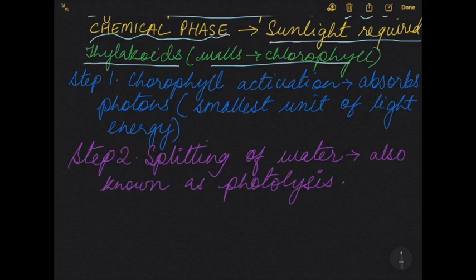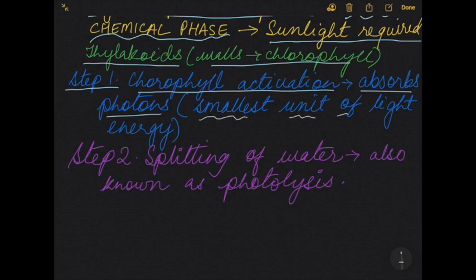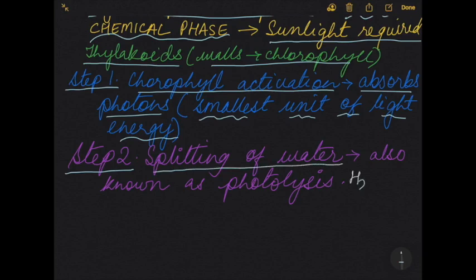What happens in the photochemical phase? In the first step, chlorophyll activation takes place. How does chlorophyll get activated? It absorbs photons. Now what do you mean by photons? It is the smallest unit of light energy. In the second step of the photochemical phase, water gets split up. Now you know water is made up of hydrogen and oxygen, so it splits up into hydrogen and oxygen. How does it happen here?